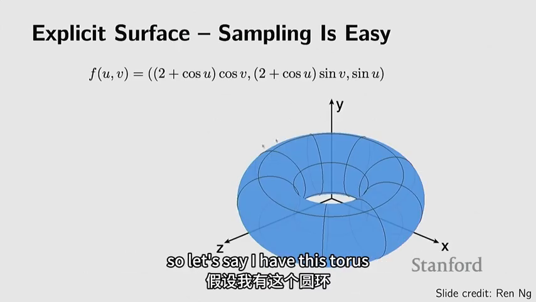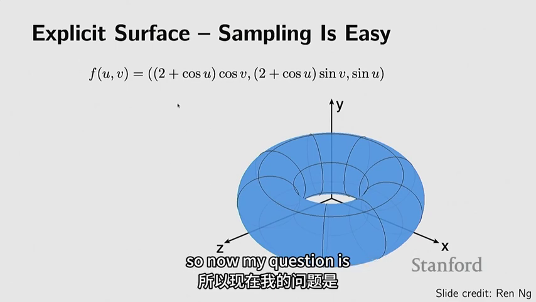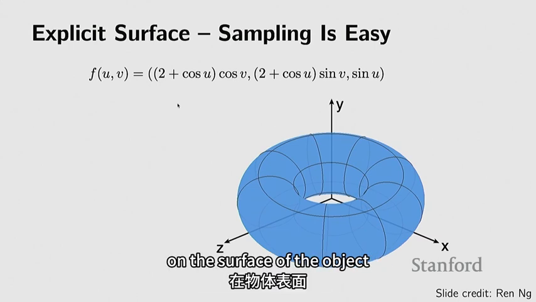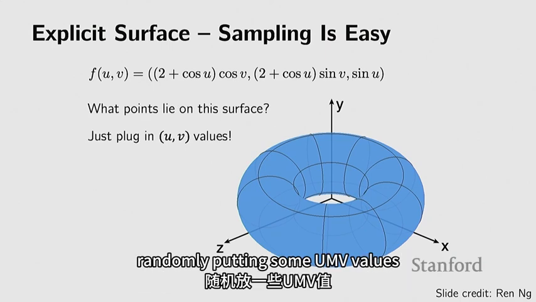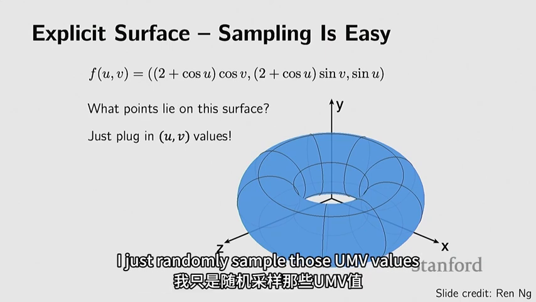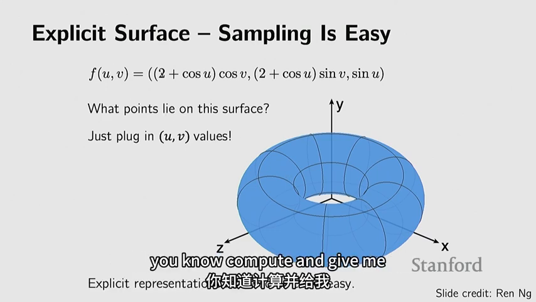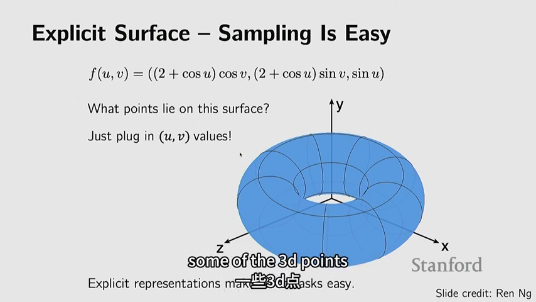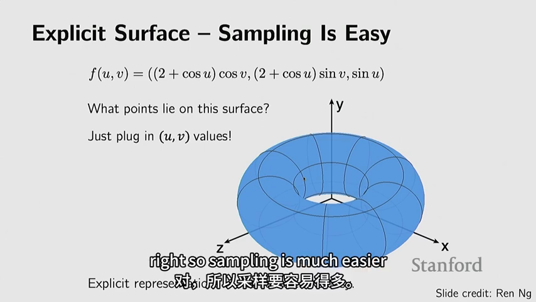So let's say I have this torus, and I have represented it using this f function. Now my question is, can you just sample some points on the surface of the object for me? This is so easy because I will just randomly sample some u and v values and let them go through this function. It will compute and give me some 3D points which are guaranteed to be on the surface of the object, right? So sampling is much easier.